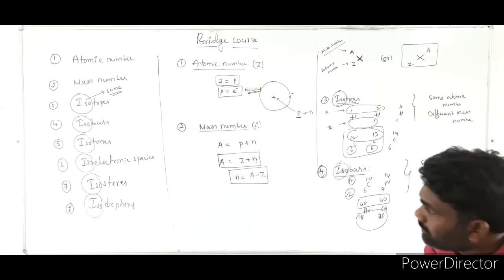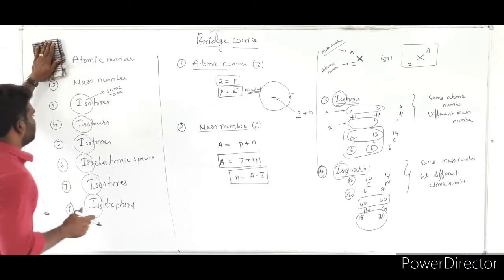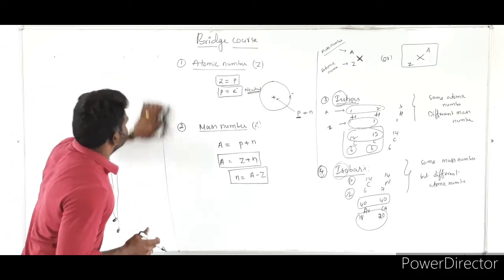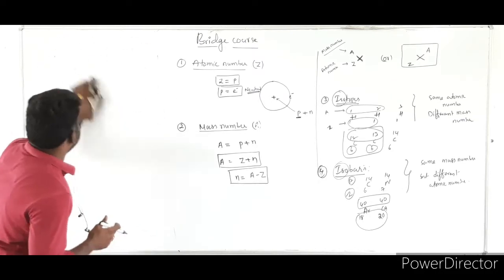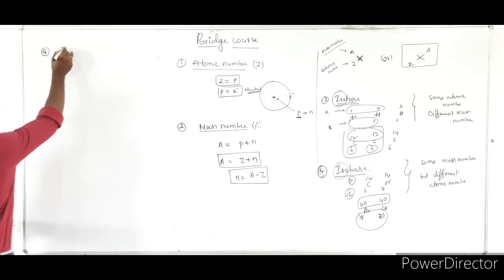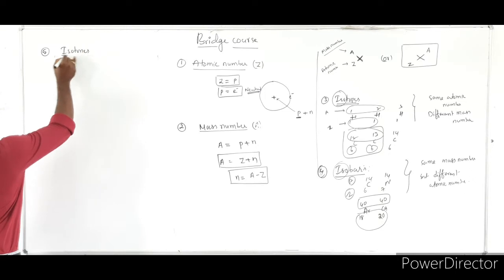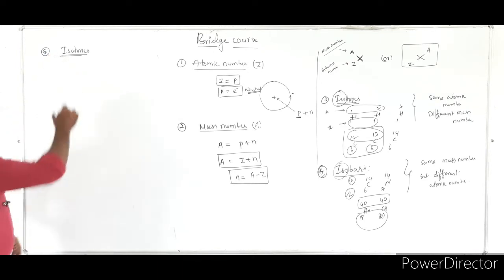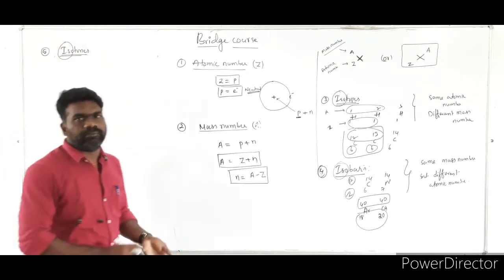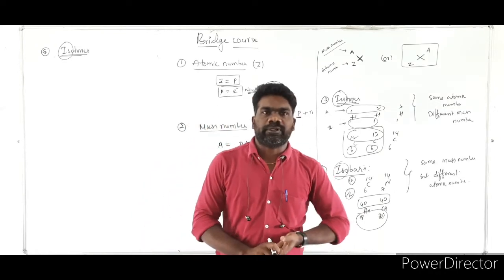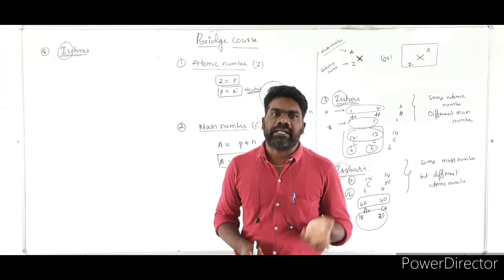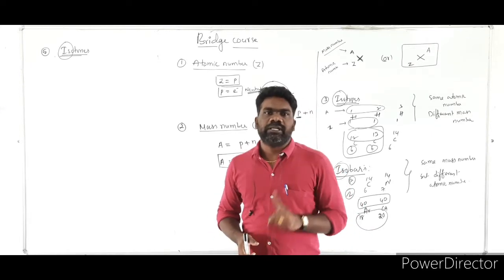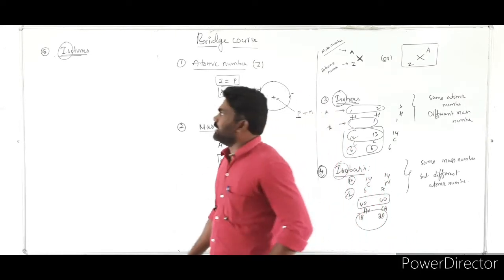Now let us look into the fifth one, isotones. What is the same in isotones, we are going to find out. Isotones are species of two different elements that have the same number of neutrons, but they differ in atomic number and mass number. The atomic number is different, the mass number is different, but the neutron number is the same. Such species are called isotones.